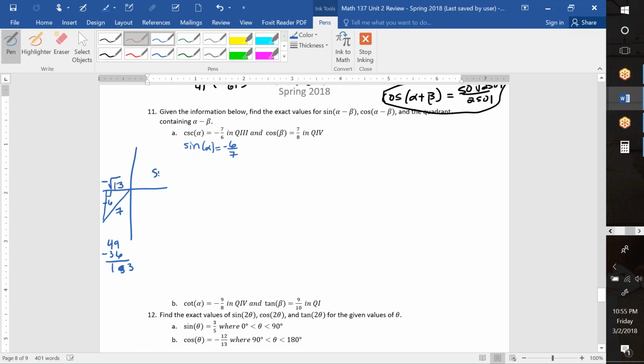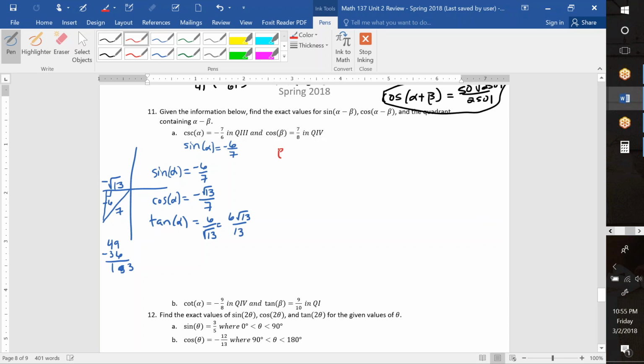So that means that sine of alpha, we already know, is negative 6 over 7. Cosine of alpha is negative square root of 13 over 7. And tangent of alpha is opposite over adjacent, which is 6 over square root of 13, because they're both negative, so it's going to turn into a positive. But that is 6 square root of 13 over 13. And then we want to do beta.